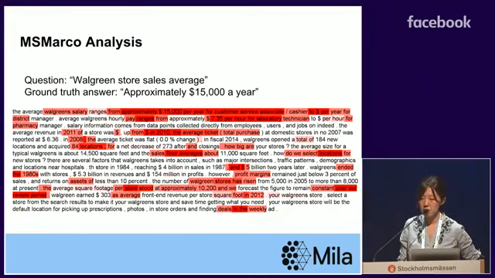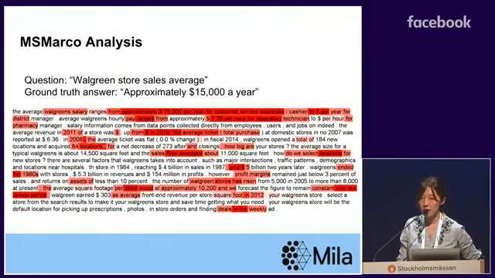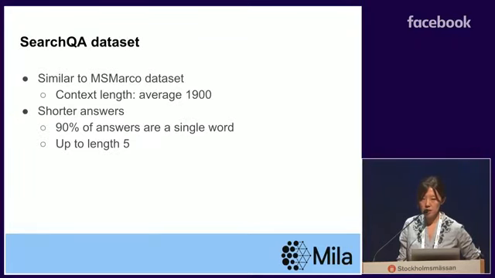Also highlights some other spurious parts, but the relevant parts included. So MS Marco has free-form, longer generated answers. The next thing we wanted to test is how well our model performs on shorter answers. This is not a test of the model's ability to generate grammatically correct answers, but really a task to see whether the model can find the right answer or not. And this brings us to the Search QA data set.